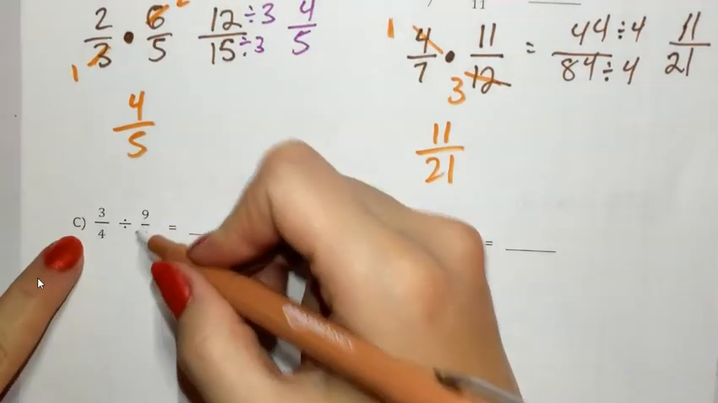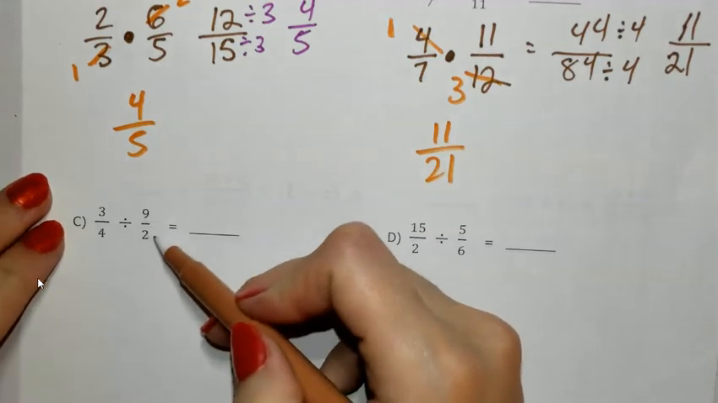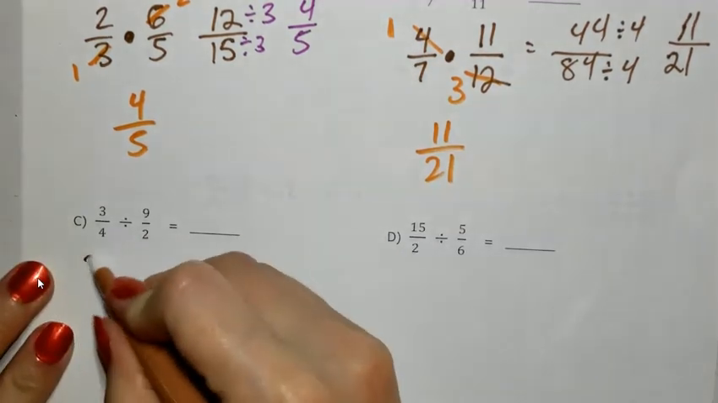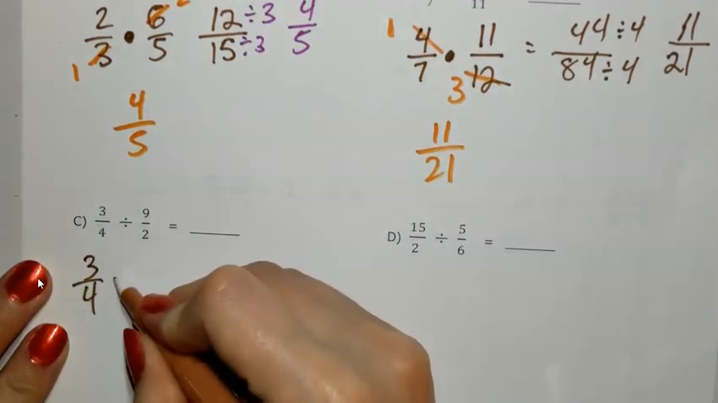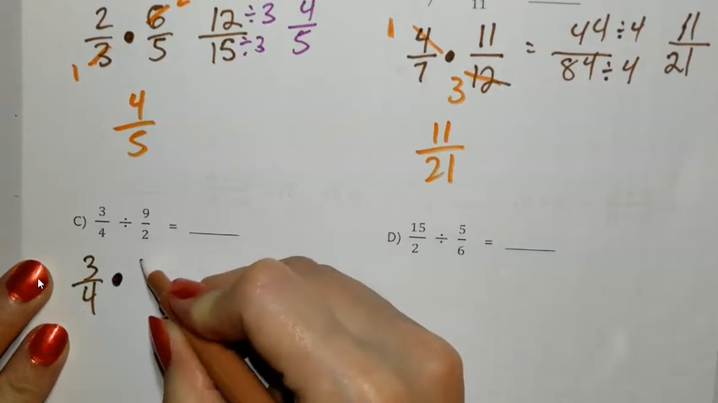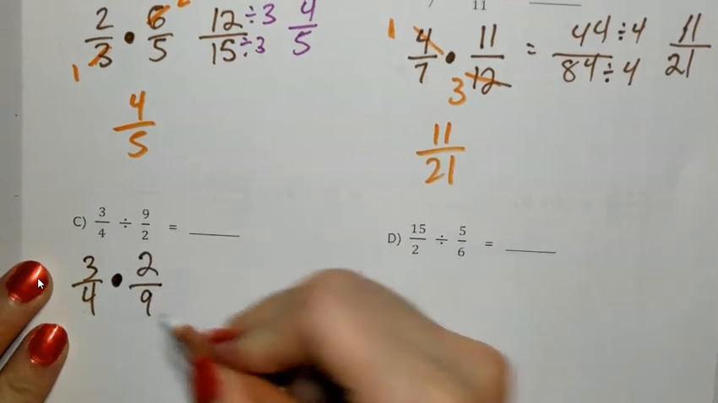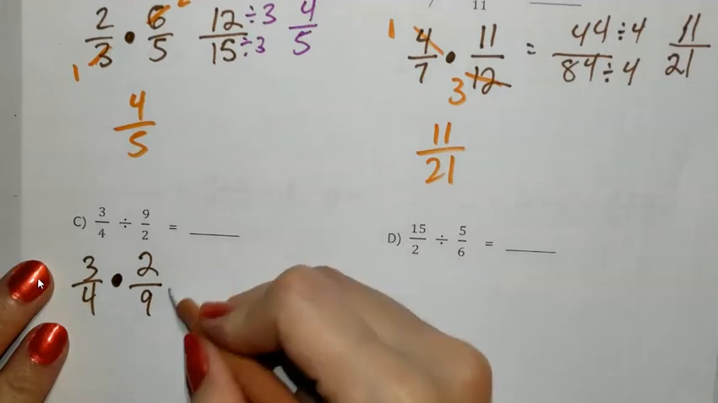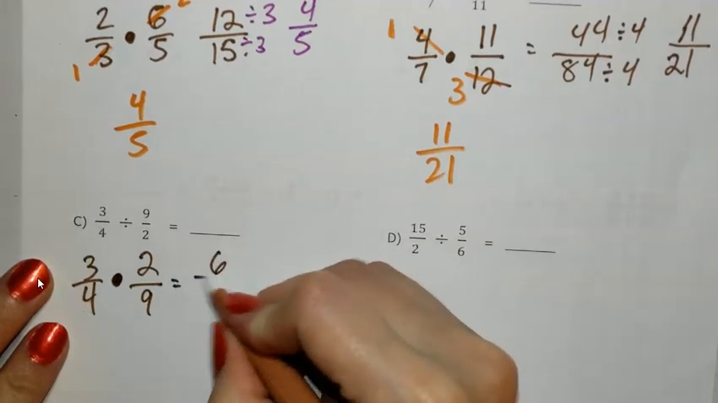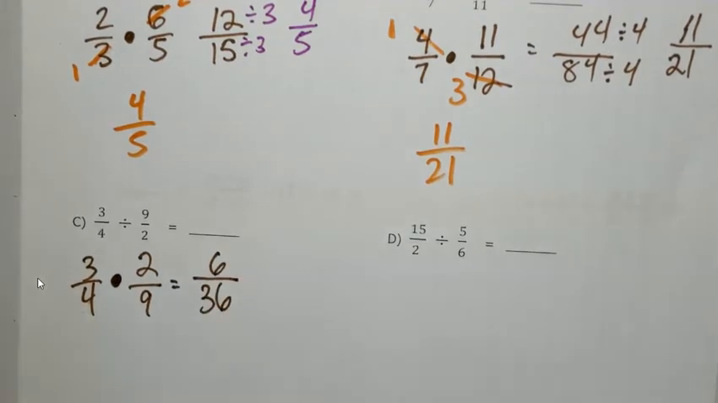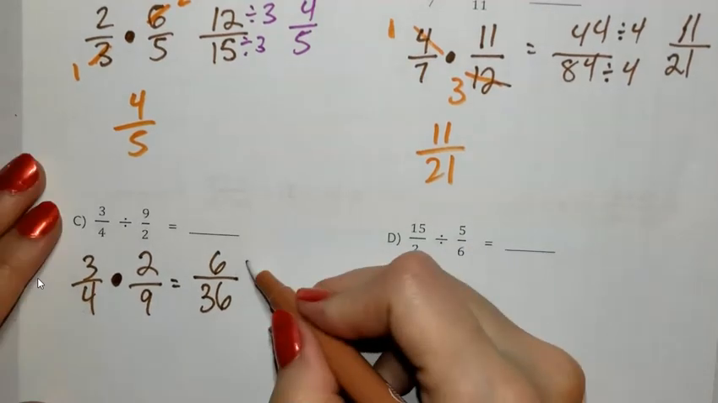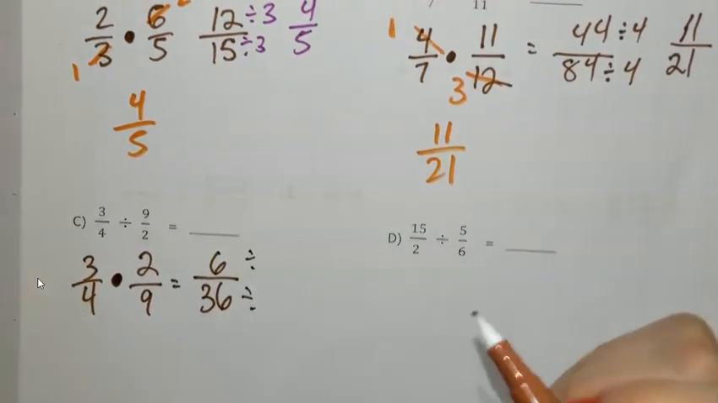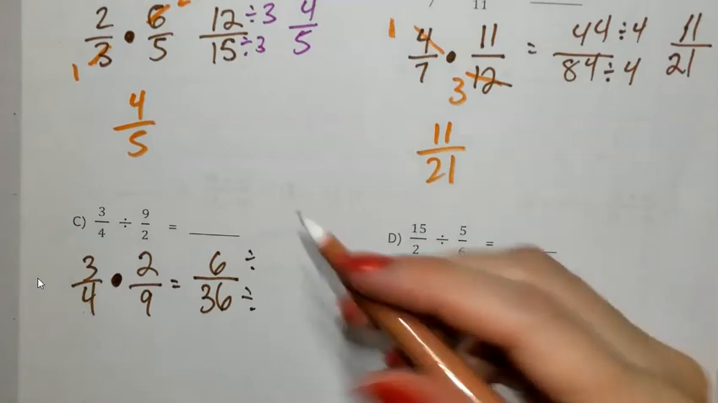Let's look at example C. We have 3/4 divided by 9/2. Keep the 3/4. Change division to multiplication. Flip the second fraction, 2/9. So that's going to equal 6 over 36. What can you divide 6 and 36 by? 3? Is there a bigger number? 6.